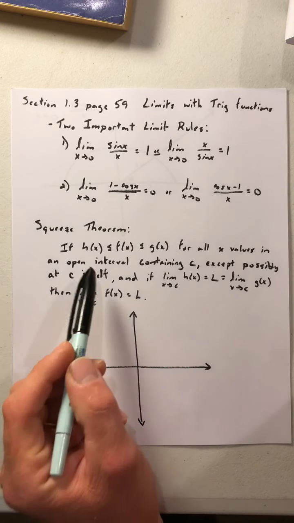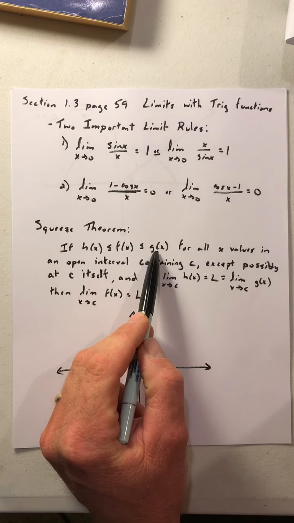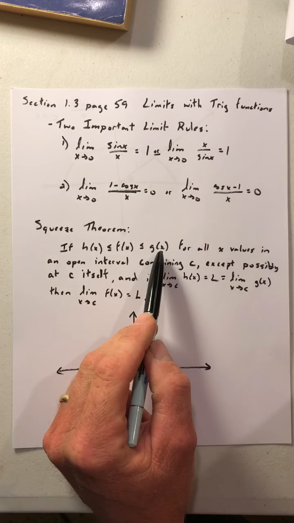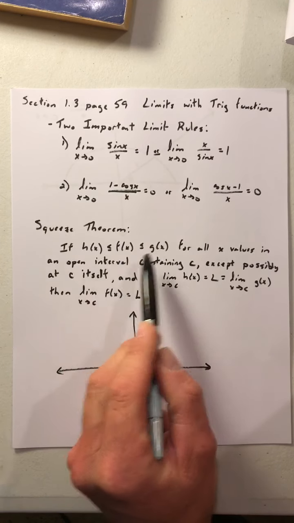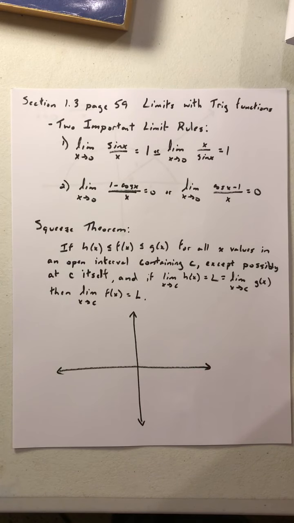Well, the squeeze theorem tells us that if we have three functions, h of x, f of x, and g of x, and we know that h of x is always less than f of x, which is always less than g of x, for all values of x on an open interval that contains some value c, except possibly c itself, then if we know the limit of h of x is L and the limit as x goes to c of g of x is L, then we know the limit of f of x as x goes to c is L as well.